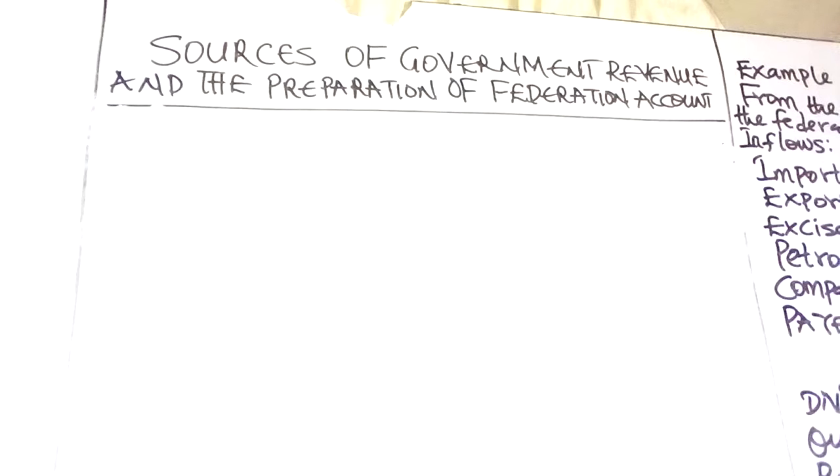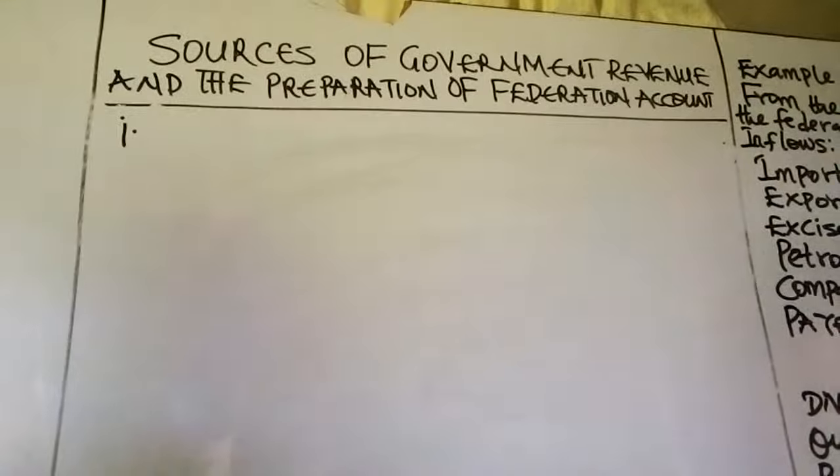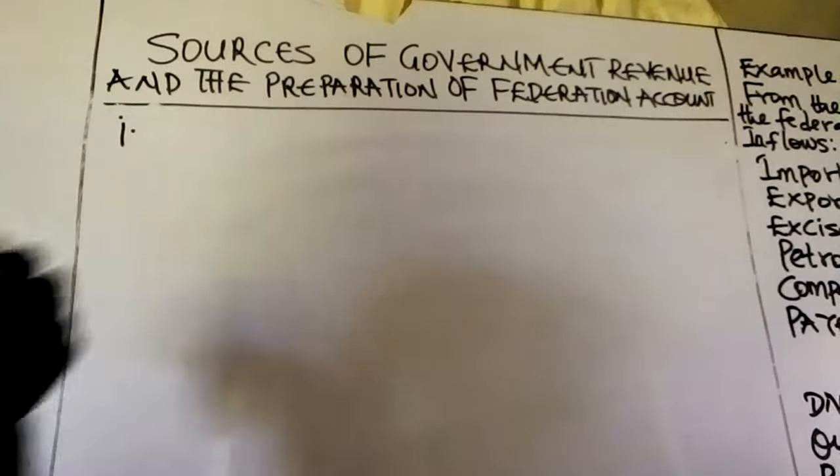Having examined the various sources of revenue to government, I therefore want to examine the preparation of federation accounts. I've told you that the federal government derives its revenue from different sources. These revenue sources shall be grouped into three. Number one is federation account revenue heads.